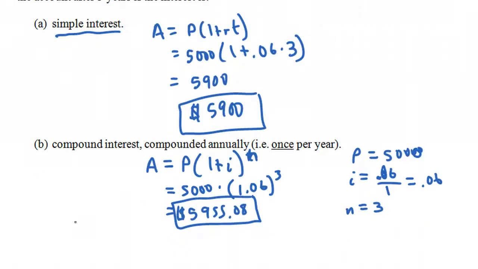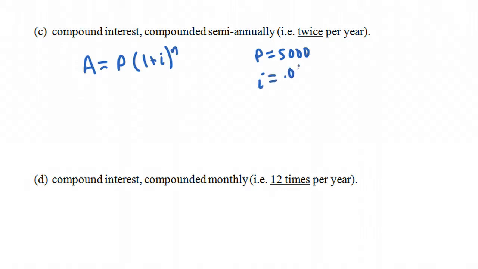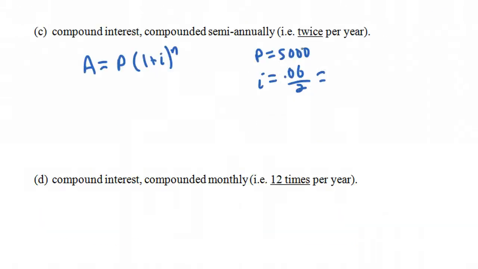Okay, let's do part C and D here. Suppose you get compound interest where you're compounding semi-annually. Now let's remember our P is still 5,000. Our formula again is A is equal to P times 1 plus I to the N. Our I is now 0.06 over 2. We're getting 6% interest, but we're compounding semi-annually. So that would be 0.03.